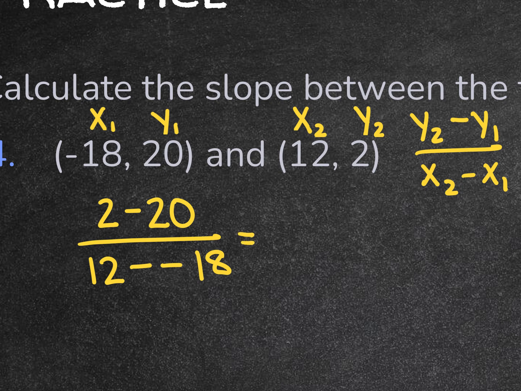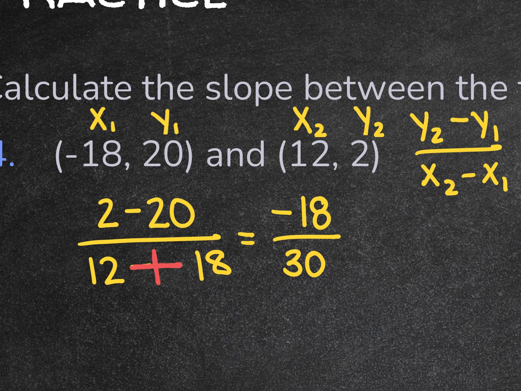On the top, 2 minus 20 gives me negative 18. On the bottom, I have 12 minus negative 18. Minus and negative, remember, can turn into a plus, so it becomes 12 plus 18, which gives me 30.